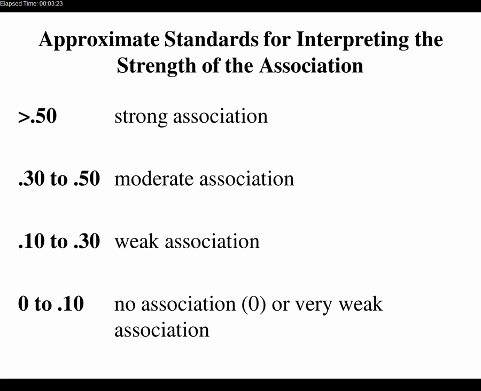And here are the approximate standards for interpreting the strength of an association. So if I'm using gamma or Cramer's V or phi, if it's greater than 0.50, it's a very strong association. If it's 0.30 to 0.50, it's a moderate association. If it's running between 0.10 and 0.30, it's a weak association, and from 0 to 0.10 is no association, okay, or a very weak association.